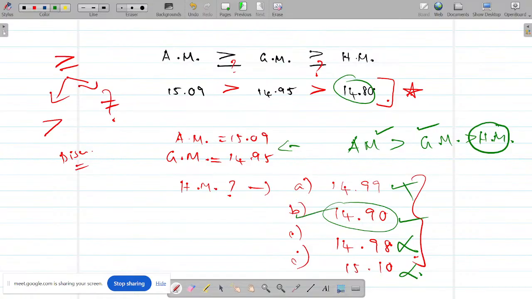So 14.90 is the answer. So this type of question you can expect. So that was mean. Shall I go for median? Yes. What's the median formula? What do you have to do? It's a two-step way of finding. What do you have to do in the first step?